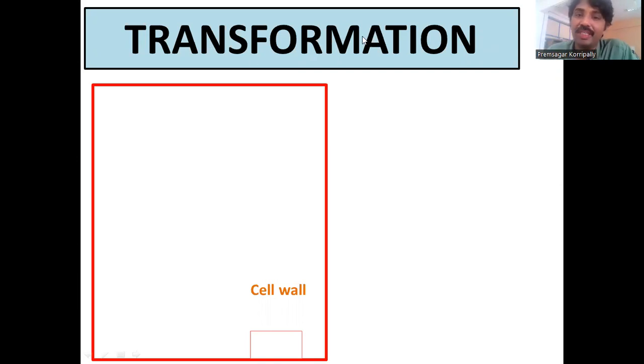Today we will talk about the concept of transformation. What is bacterial transformation and what is eukaryotic transformation? These two things we will study in this lecture.